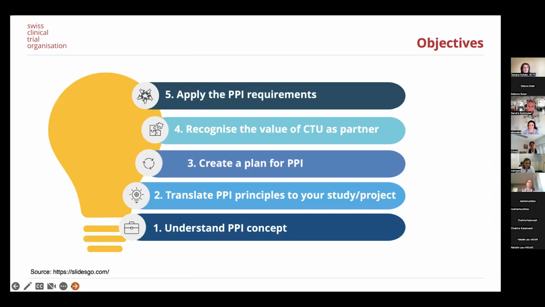What are the objectives of today's training? First of all, we would like you to understand the concept of PPI. And at the end of this course, you should be able to translate the PPI principles to your study and to your project, that you will be able to create a plan for PPI, that you recognize the value of CTUs as partner, and that you can apply the PPI requirements in the IICT core.